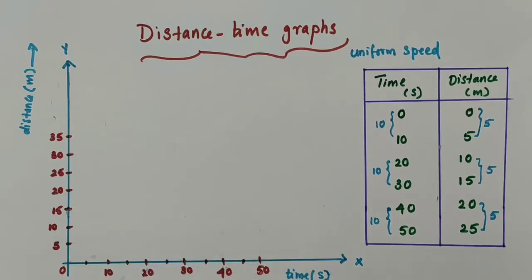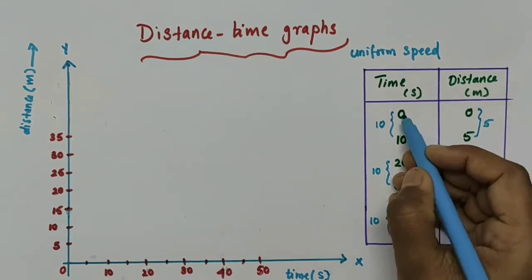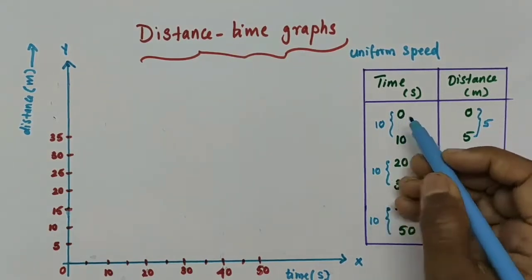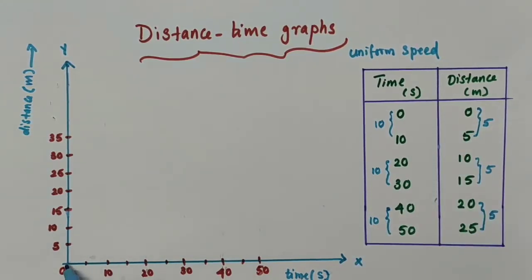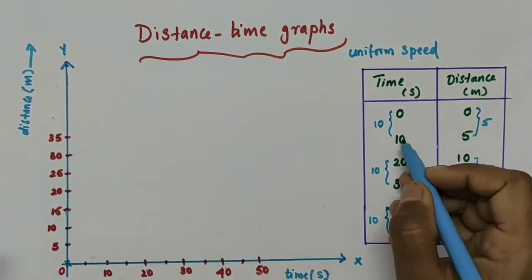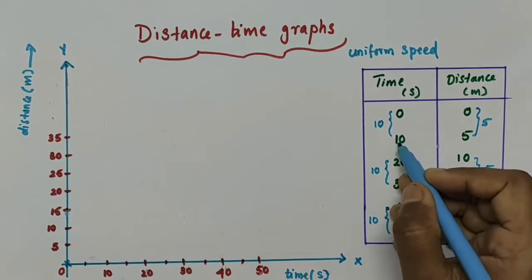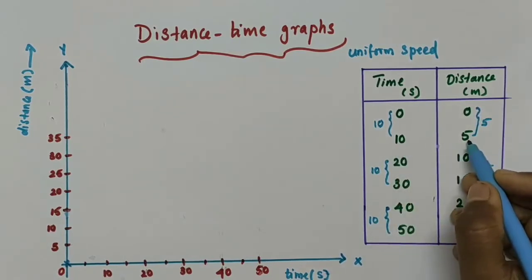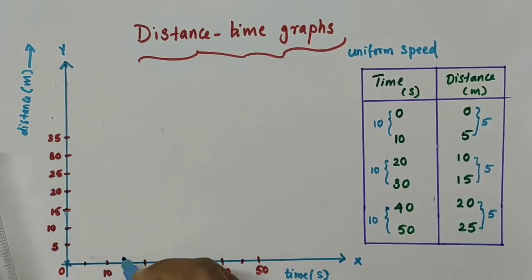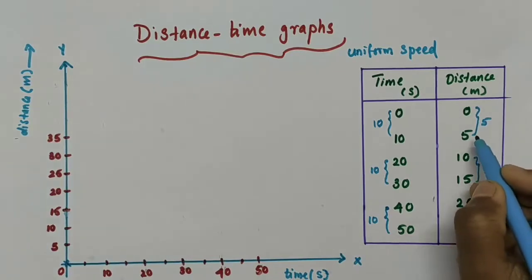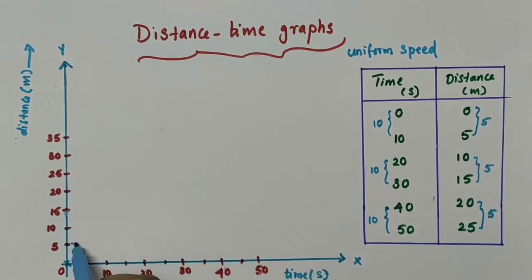Now how can we draw the graph? You see, when the time is 0 seconds, the distance is also given as 0 meters. So 0, 0. Time 0 and distance 0 means this point, the origin. Next you see when the time is 10 seconds, the distance traveled by the object is what? 5 meters. So you want to take the 10 seconds right here. Then the corresponding distance value is 5 meters. So you want to join this 5 meters, this 10 seconds. These two. So you will get a point here.